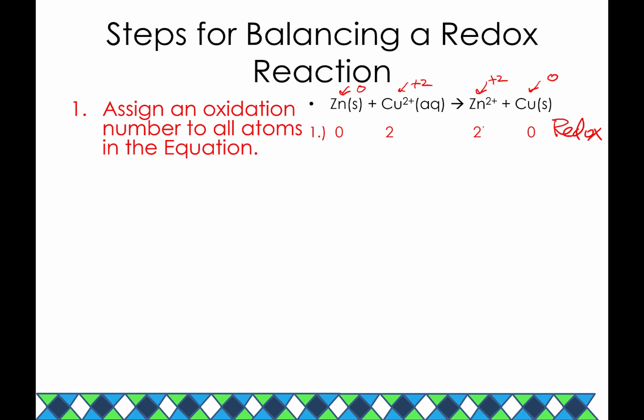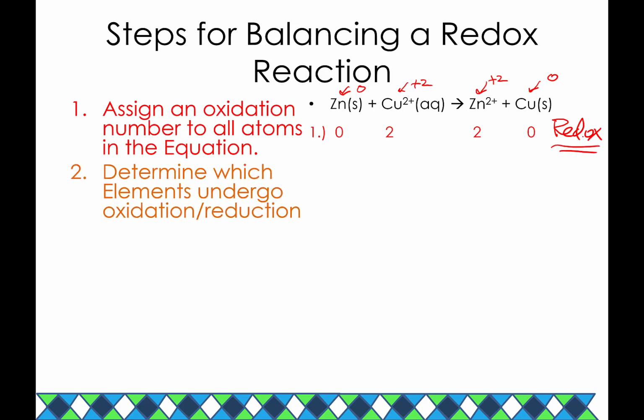Zinc is losing electrons. Copper is gaining electrons. So it's an oxidation-reduction reaction. So the next thing we want to do is determine which elements are undergoing oxidation and reduction. We already said Leo the lion says grr. So the species that is losing electrons is being oxidized, and the species that is gaining electrons is being reduced.